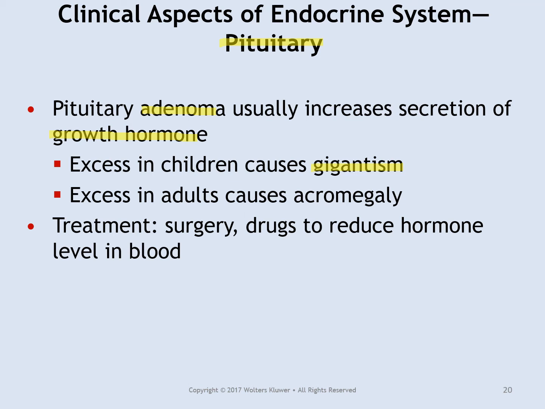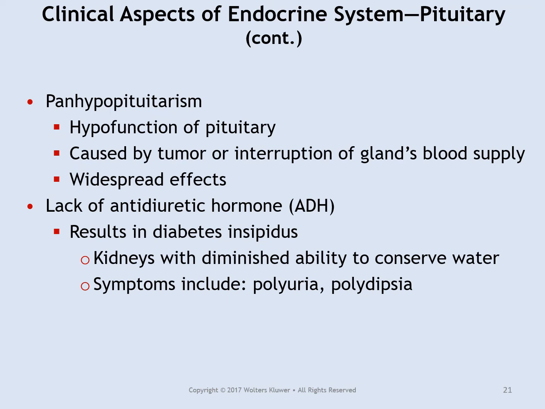If you develop an adenoma after you've already reached adulthood, you end up with a condition called acromegaly, and that causes an overgrowth of bone. So you'll see foreheads that stick out, jaws that are too big, those types of things, and not necessarily large, but it's an overgrowth of tissue. And drugs and surgery can reduce the adenoma.